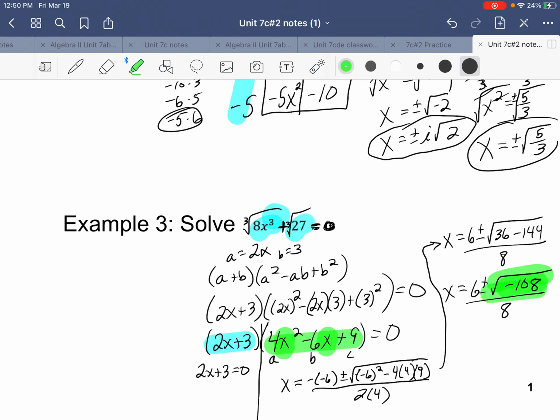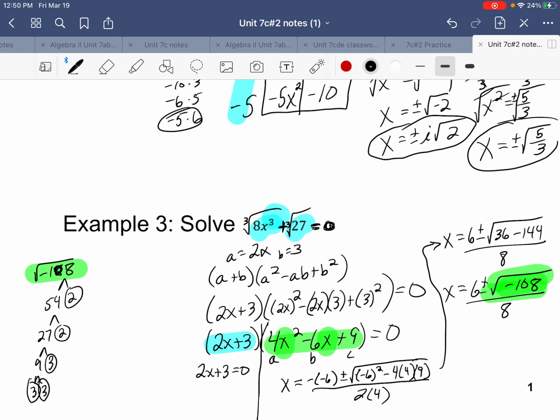That's our next step. I'm going to do that over here. So that's 54 and 2, 27 and 2, 9 and 3, 3 and 3. It's a square root, so we're looking for pairs, a pair of 3s, a pair of 2s. So 3 times 2, and then there's a 3 left over. So 6 square root of 3. And it's negative, so don't forget our i's. That should be in there. So I'm going to rewrite that as 6 plus or minus 6i square root of 3 over 8.